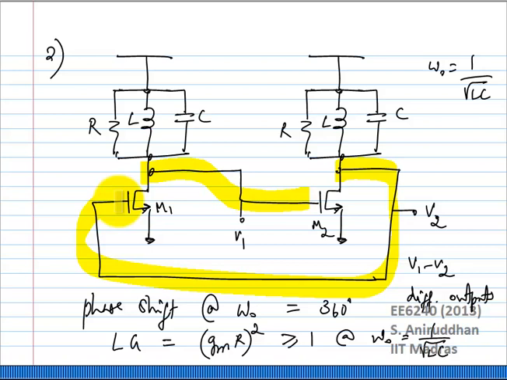How do you make sure that the oscillation starts up? You have to make sure that the loop gain around the loop is greater than or equal to 1, preferably greater than 1, and the loop gain around the loop is (gmR) whole squared. It is just the gain of this stage multiplied by the gain of this stage, and so (gmR) whole squared should be greater than or equal to 1 at omega naught equal to 1 over root LC.